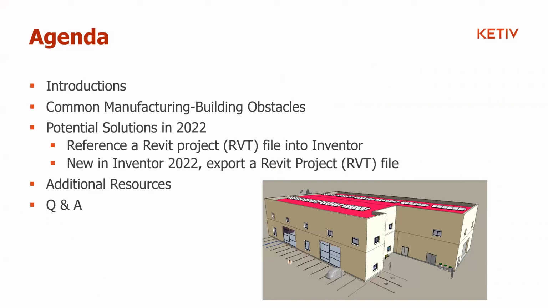So for today's agenda, we're going to go through a quick introduction about myself. We'll talk about some of the common manufacturing and building obstacles and challenges that some industrial manufacturers or machinery manufacturers are seeing when they're coordinating models between Revit disciplines and even building consultants, and how Autodesk looked to address some of these challenges with the release of the 2022 product set. After that, we'll dive into some additional resources, and then we'll end today's AVA session with a quick round of question and answering. So I'm sure we're going to have quite a bit here.